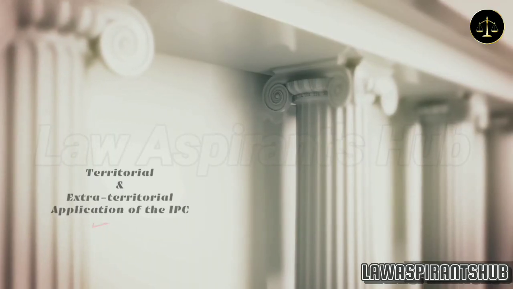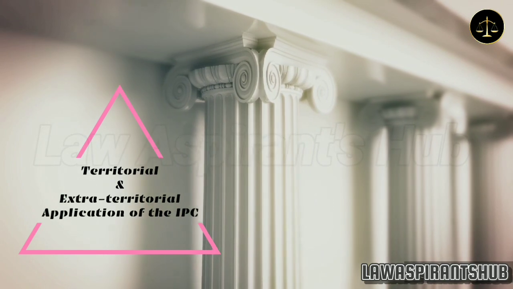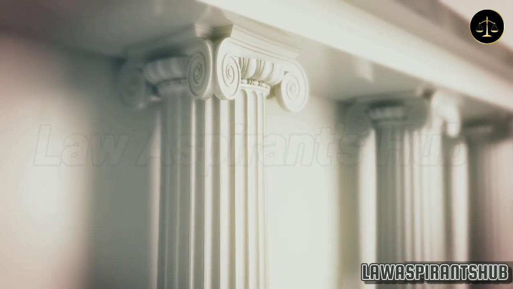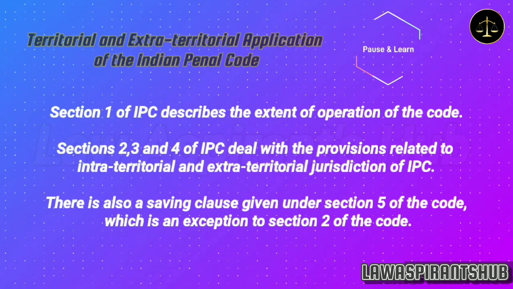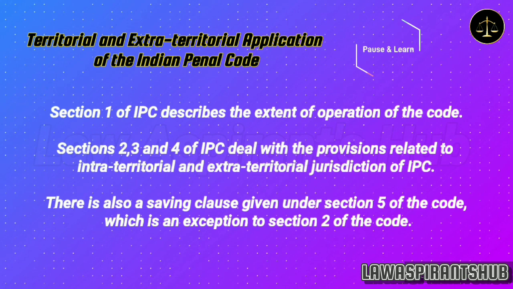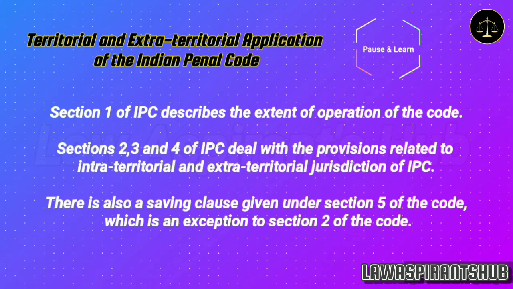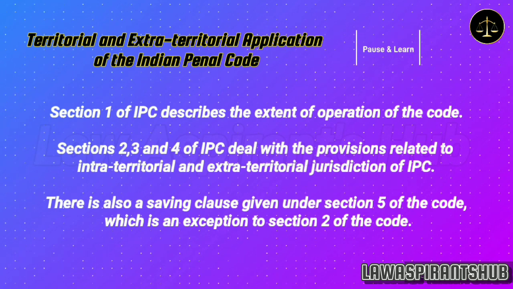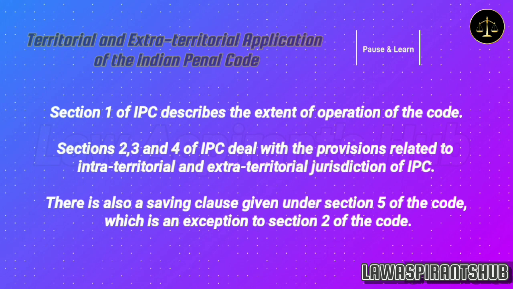Welcome to today's discussion. The topic of today's discussion is on territorial and extraterritorial application of the Indian Penal Code. Section 1 of IPC describes the extent of operation of the code. Sections 2, 3 and 4 of IPC deal with the provisions related to intraterritorial and extraterritorial jurisdiction of IPC. There is also a saving clause given under Section 5 of the Code, which is an exception to Section 2 of the Code.